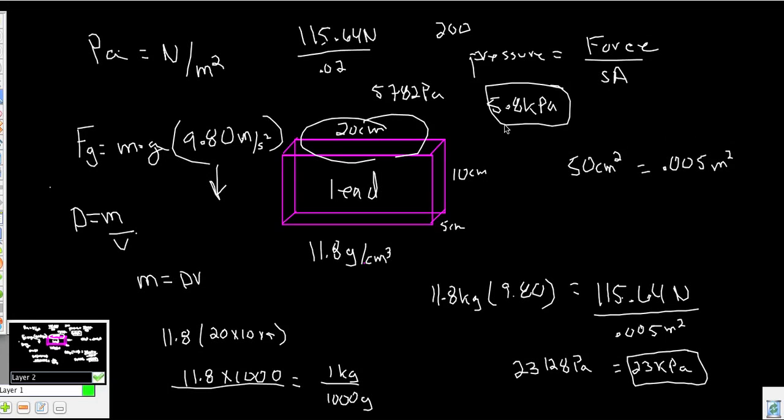So you can see that the difference between the pressure on this side and the pressure on this side is a big deal. We got 5.8 versus 23 kilopascals. So clearly pressure has a lot to do with surface area, and it'll change greatly just with the two different sides of a brick that would hit something.